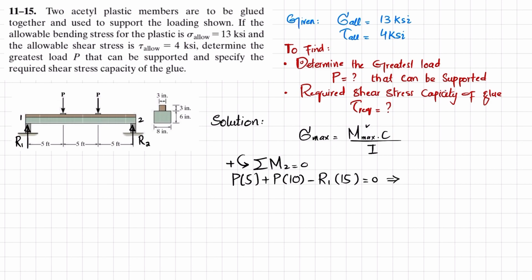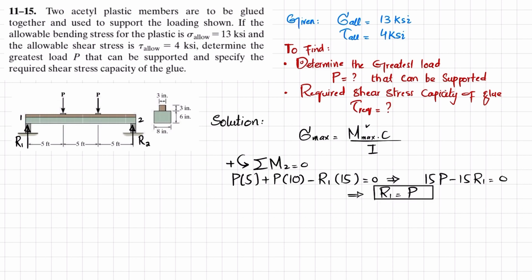So from here we have 5P plus 10P is 15P. So 15P minus 15R1 is equal to 0. It means that R1 is equal to P.